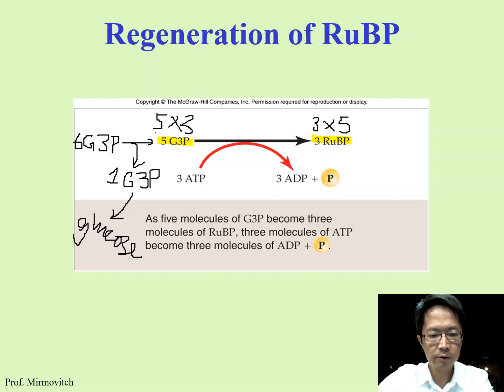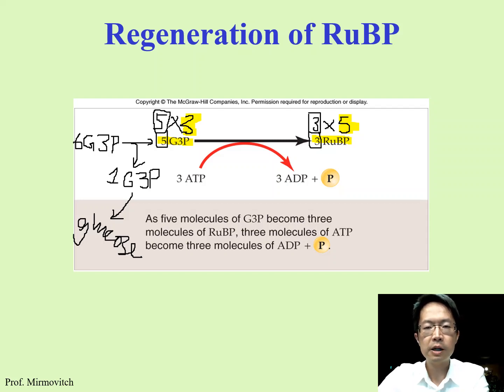Again, the number 5 here is this number 5 here. The 3 here corresponds to the 3 carbons in the G3P, okay? And the 3 here corresponds to the 3 here. And the number 5 here corresponds to the number of carbon atoms in RuBP. RuBP has 5 carbon atoms, so that's why it is 5.